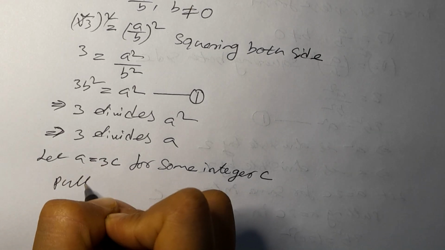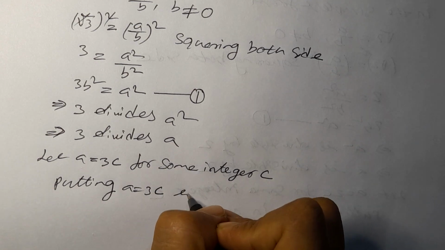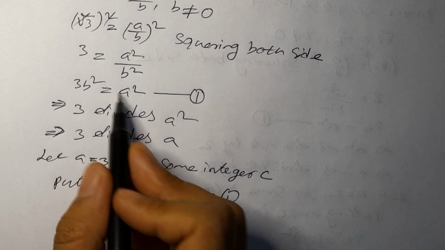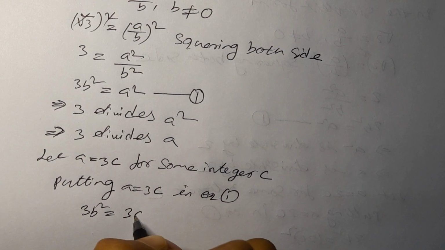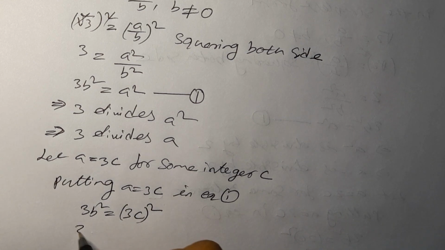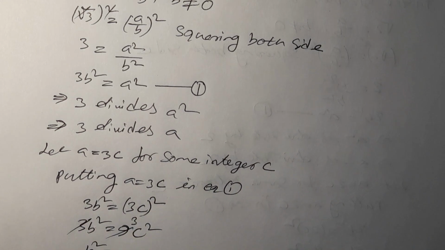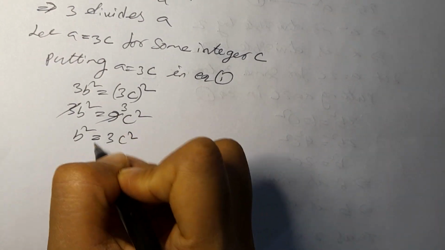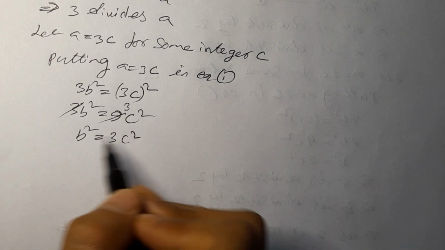Putting a equal to 3c in equation 1. Instead of a, it will be replaced by 3c. So 3b square equal to 3c whole square. Now 3 square gives 9c square. It is cancelled by 3. So b square equal to 3c square, because this is divisible by 3, therefore b square is also divisible by 3.